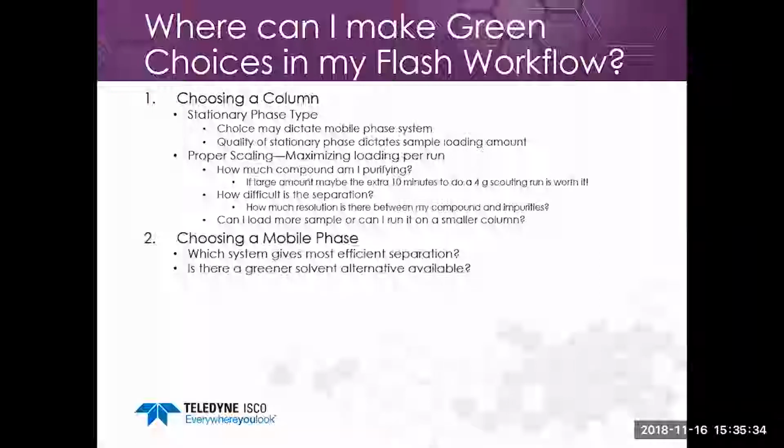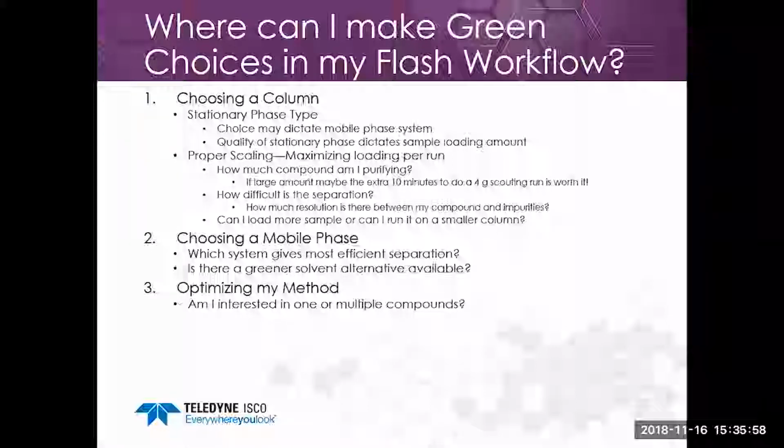The next thing after we've chosen a stationary phase and size for the column is choosing a mobile phase. So which solvent is going to give me the most efficient separation? And the second question is, is there a greener solvent alternative available for the solvent system I've chosen? We'll discuss some of those. And then third and finally, you're optimizing your method. Am I interested in only one or multiple compounds? If I'm only interested in one compound, then I'm not worried about resolution elsewhere in the gradient, so maybe I can focus the gradient on the compound I'm interested in.